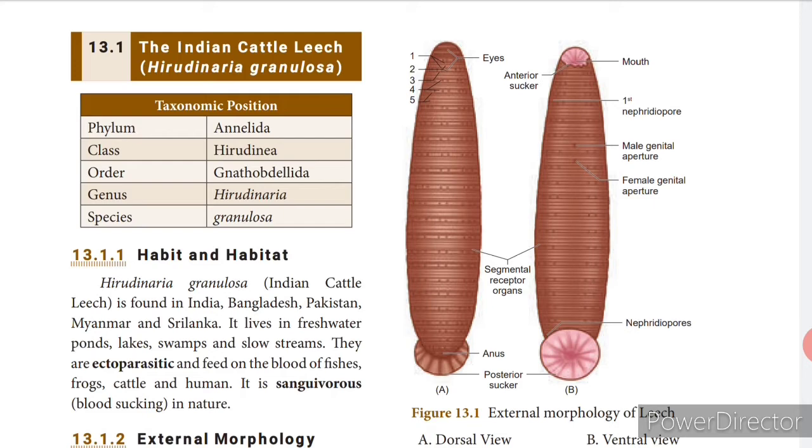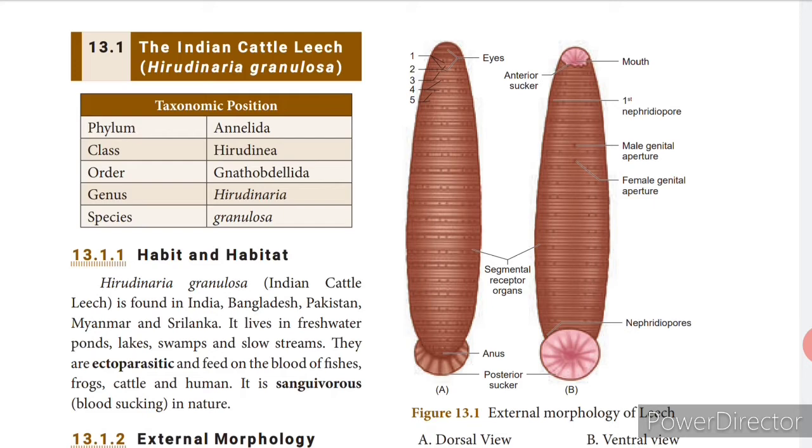There are some external apertures in the leech. The first one is the mouth. The mouth is located in the anterior sucker. Now in the picture B, you can find at the top it is written as the mouth and the anterior sucker, isn't it? So in the middle of the anterior sucker is the mouth aperture.